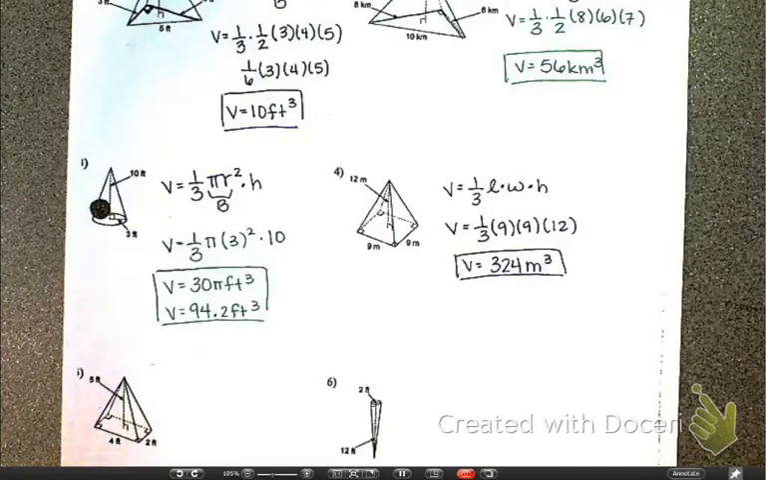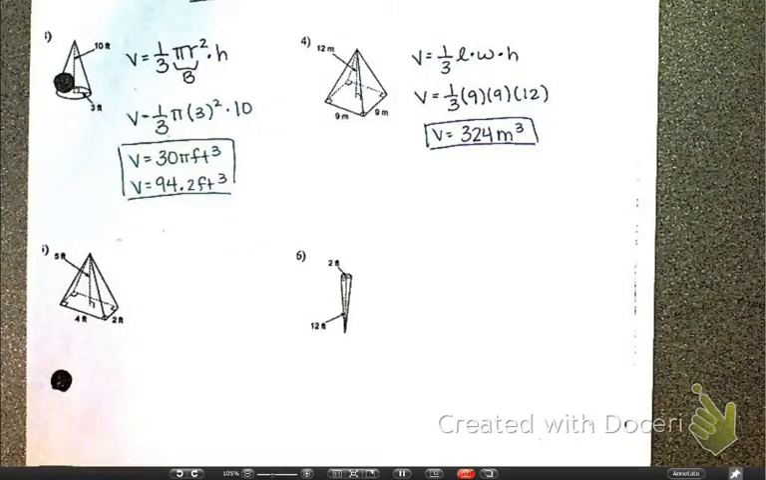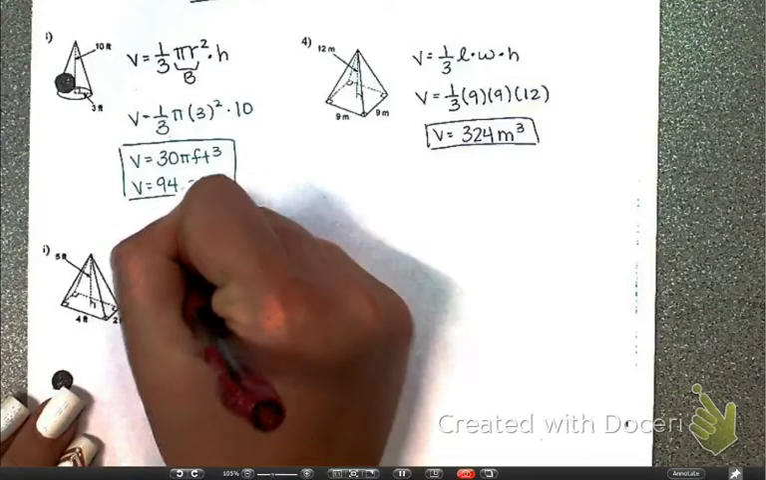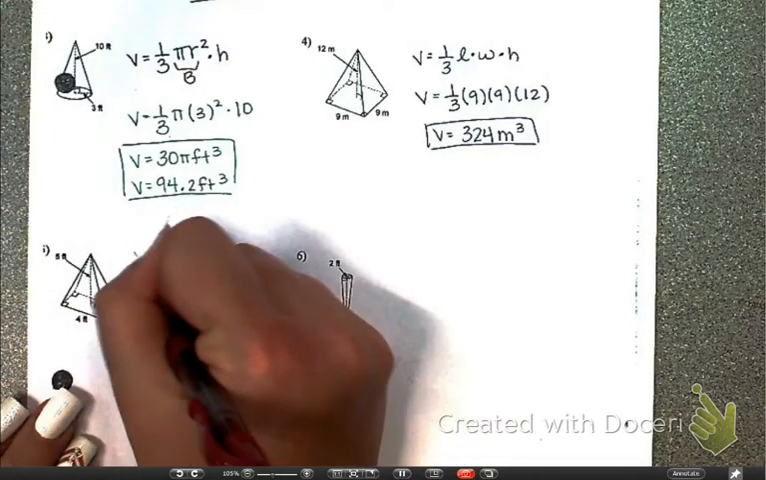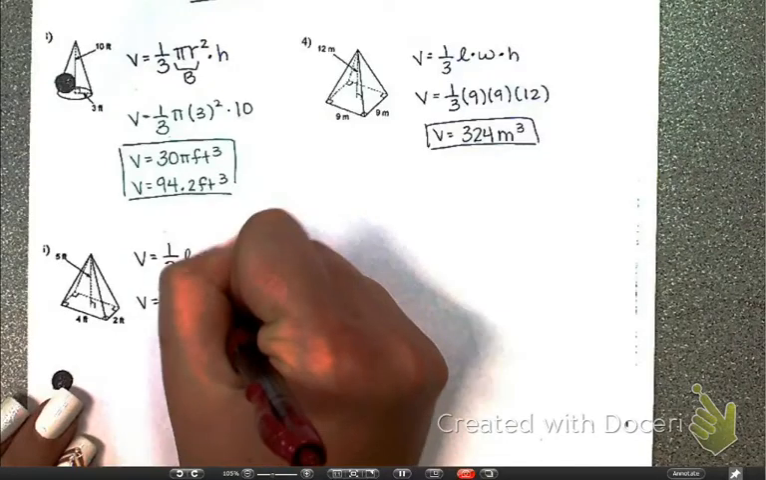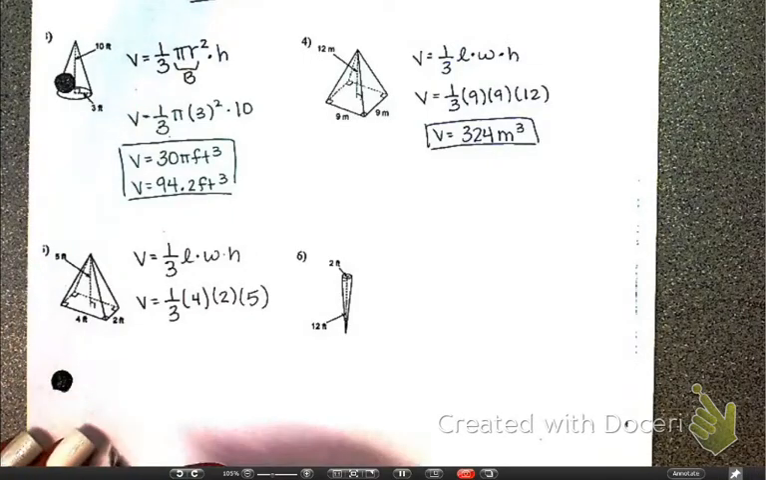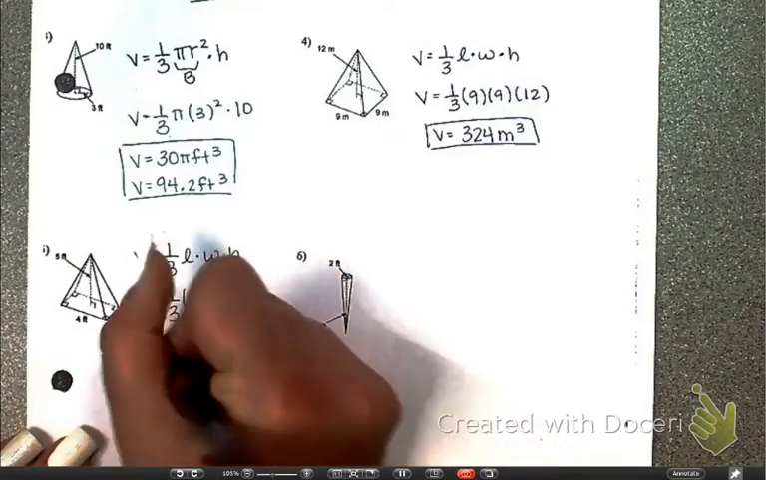So the only thing that changes between each problem is my base area formula. The 1/3 and the H are going to stay. Okay, so the only thing you change is base area. Take a couple minutes and do number 5 and 6, and then check with your group when you have an answer. 5. You should have volume equals 1/3 the length times the width times the height. Right? Volume equals 1/3 4 times 2 times 5. And what did you get when you plugged that into your calculator? 13.3 feet cubed. Good.